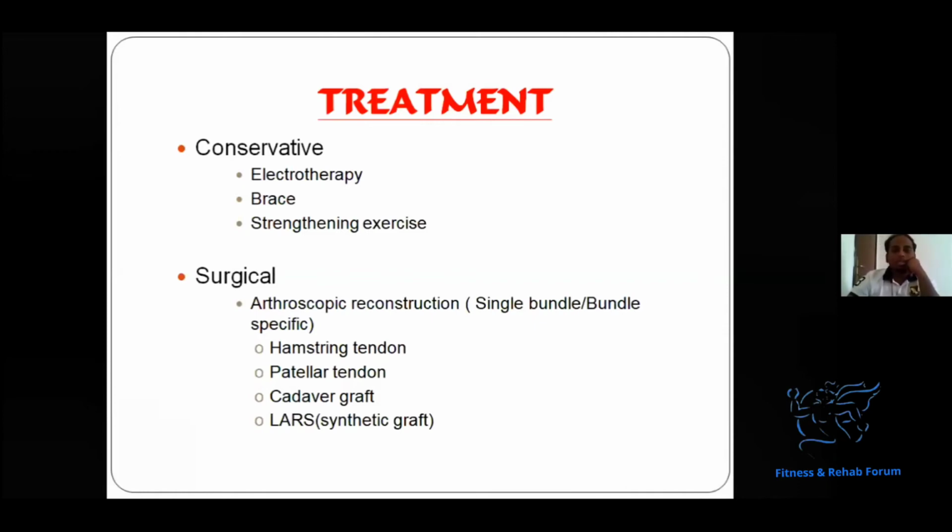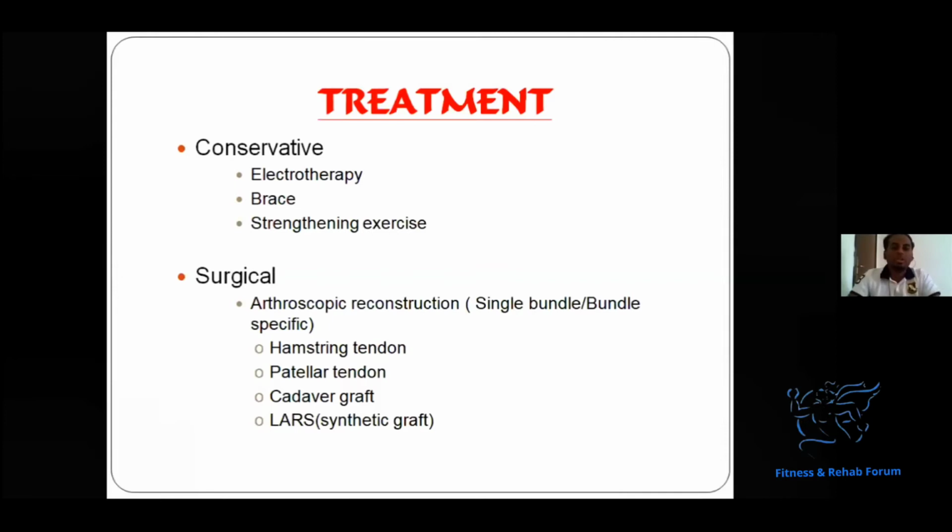And coming to the surgical part, the orthopedic reconstruction, which is most common here, the two types are single bundle and bundle specific. As I said, like anteromedial and posterolateral bundle. If only one bundle is injured, they spare the other good bundle and repair only the one bundle. So in the rehab part, particularly the proprioception will be a little quicker and faster.